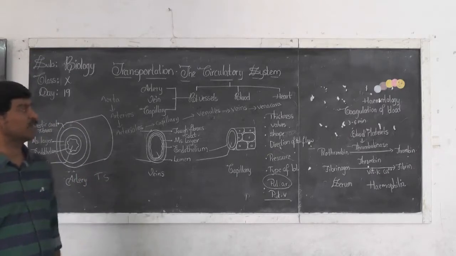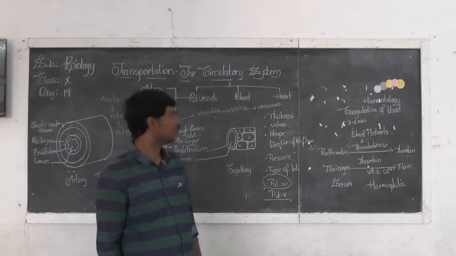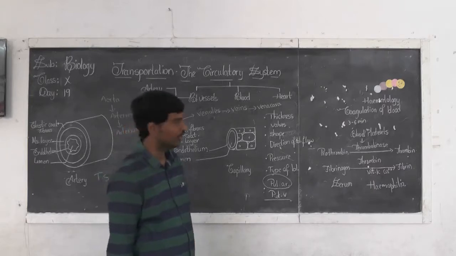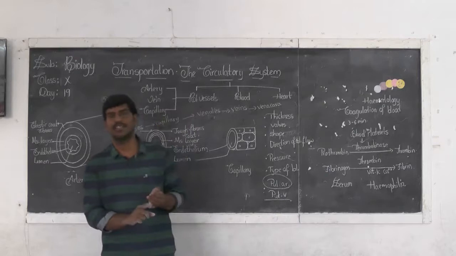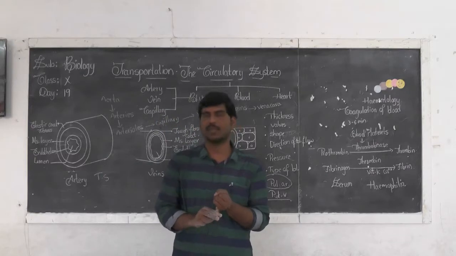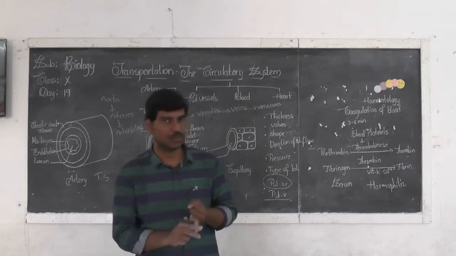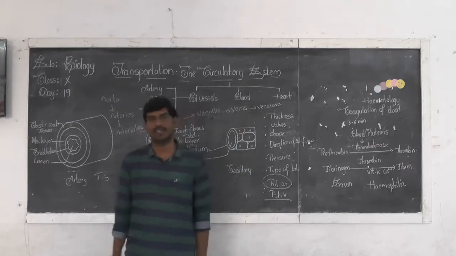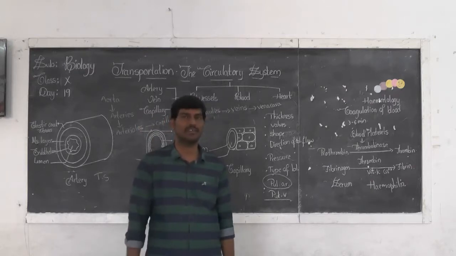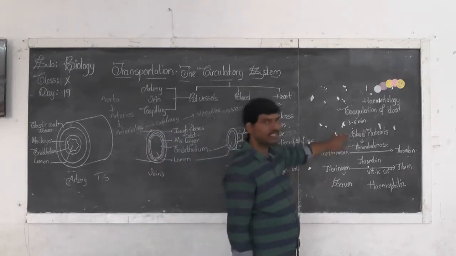So let us do something about blood, which you have done in your standard 9. You have already studied it there. The study of blood is called hematology. You have studied that blood contains 3 different types of cells: RBC, that is erythrocytes, red blood corpuscles; white blood cells, white blood corpuscles, which are leukocytes. Then the third type is blood platelets. You have studied the role of RBC and also the role of WBC in your earlier standards. Now let us try to study the role of blood platelets.